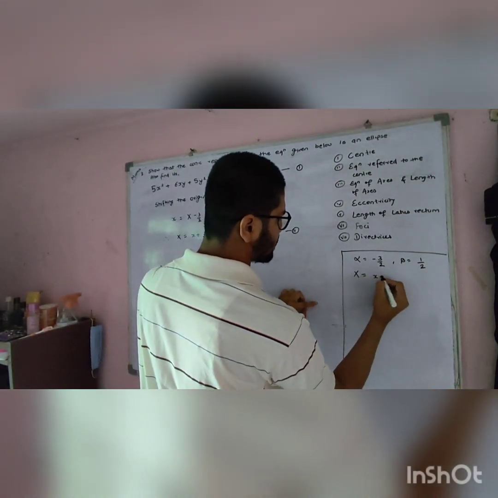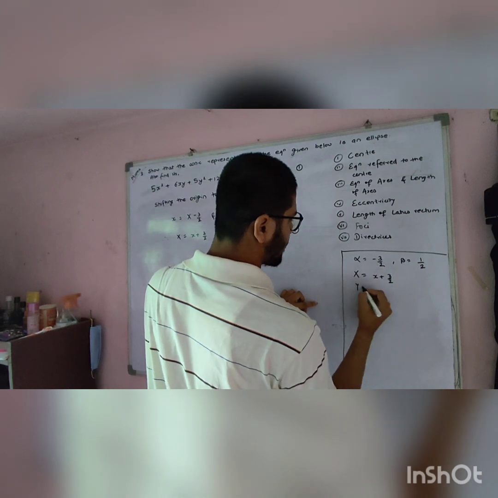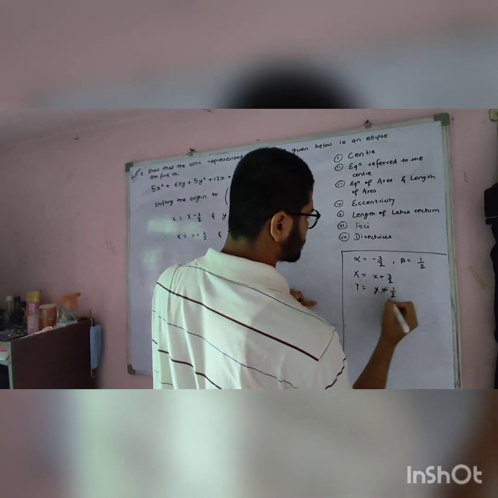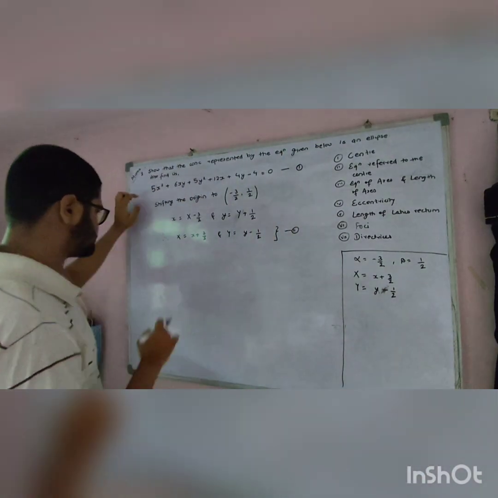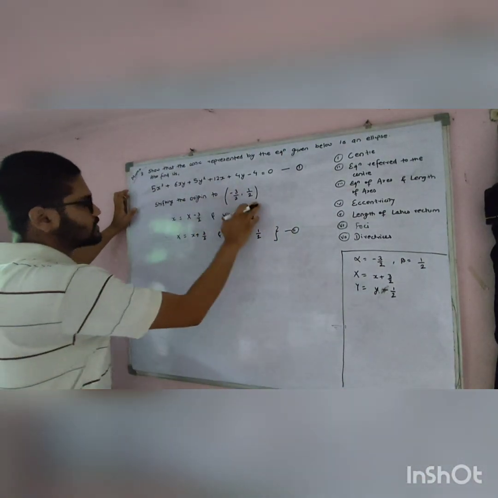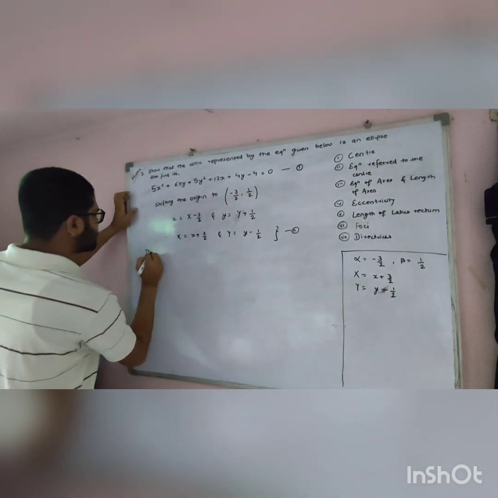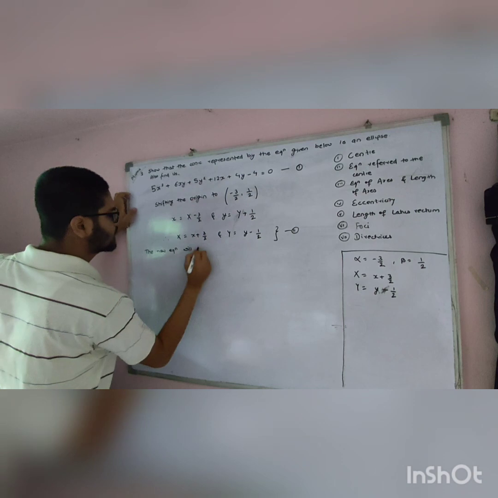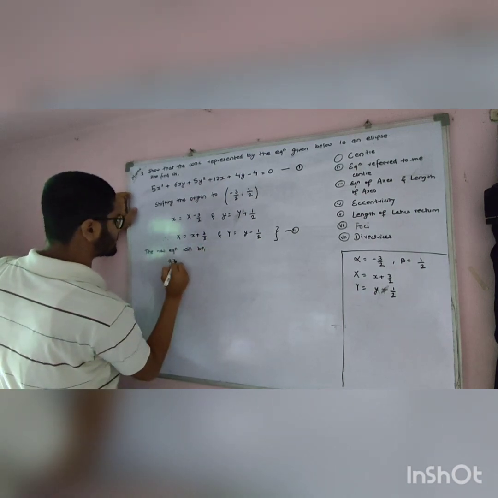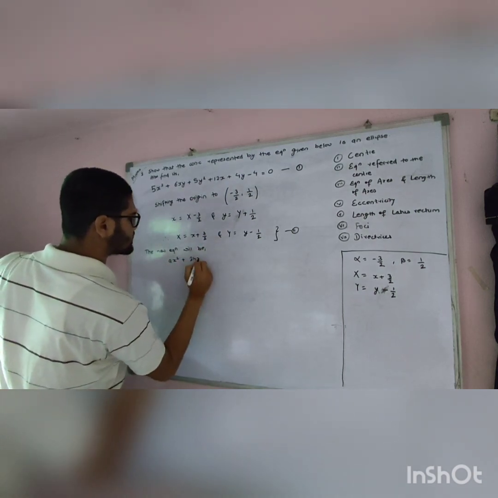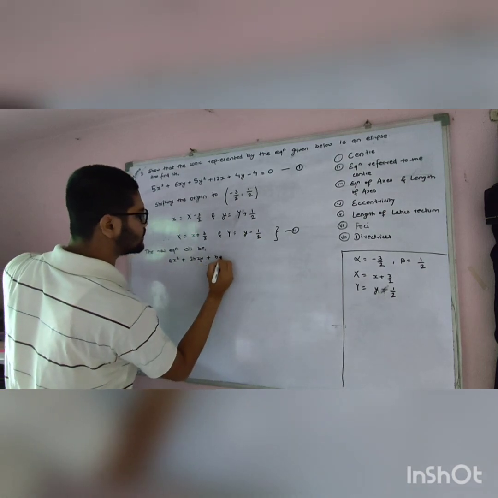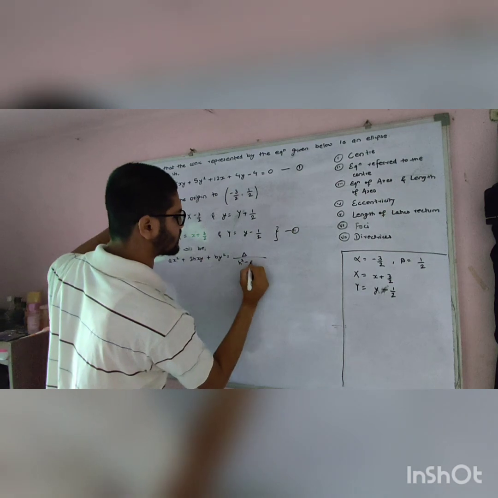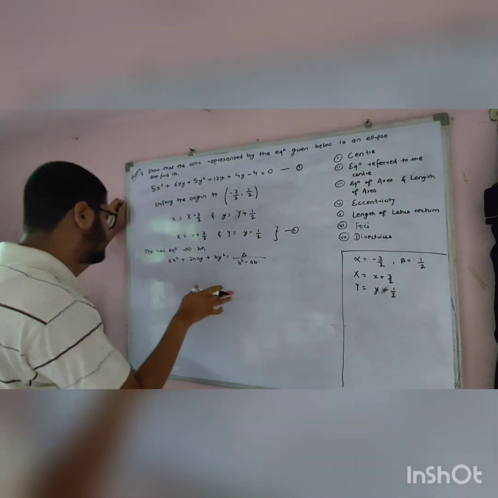X is x plus 3 by 2 and y is y minus 1 by 2. And we shifted the origin. Similarly, the new equation will be ax square plus 2hxy plus by square is equals to determinant by h square minus ab.